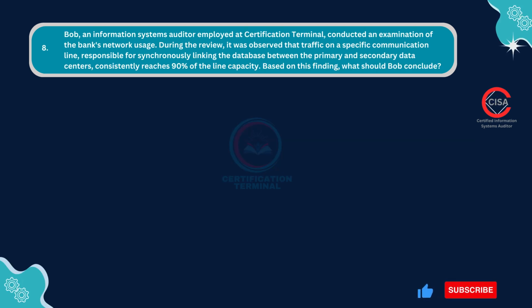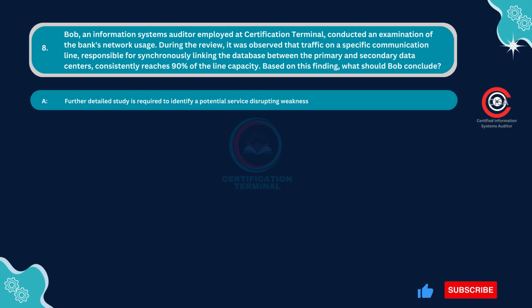Question number 8. Bob, an information systems auditor employed at Certification Terminal, conducted an examination of the bank's network usage. During the review, it was observed that traffic on a specific communication line, responsible for synchronously linking the database between the primary and secondary data centers, consistently reaches 90% of the line capacity. Based on this finding, what should Bob conclude?